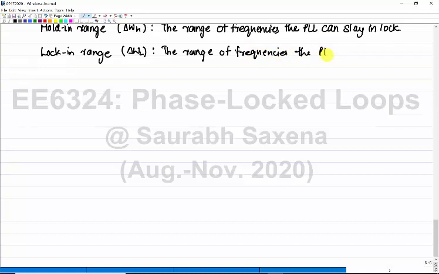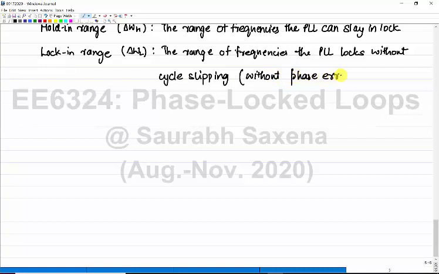Someone has posted a question. Let me just go back: without cycle slipping. Without cycle slipping means without the phase error exceeding 2 pi. So I'll just write it here: without phase error exceeding 2 pi.